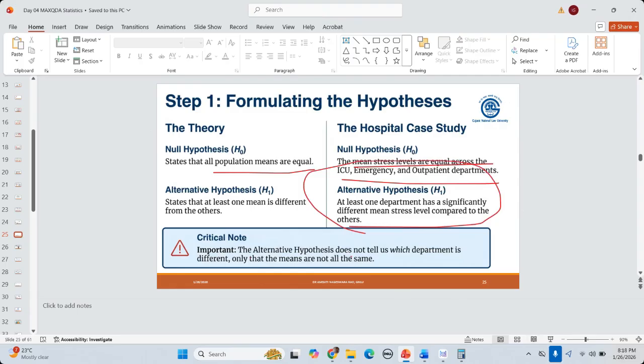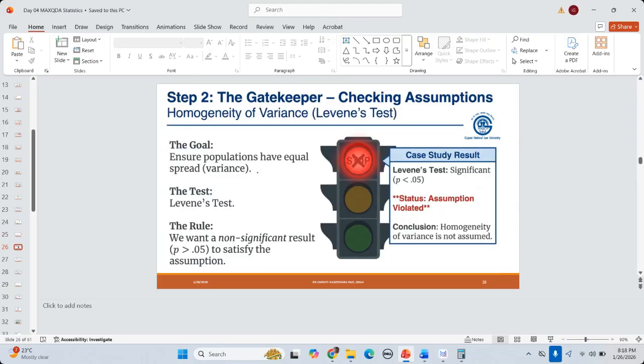The alternative hypothesis does not tell us which department it is, but the test results help us to understand whether ICU has a high level as compared with the emergency. So I am able to differentiate ICU from emergency, ICU from outpatient. So I can see one department against the rest of the two departments. I can compare it.